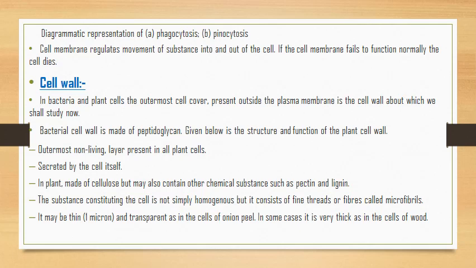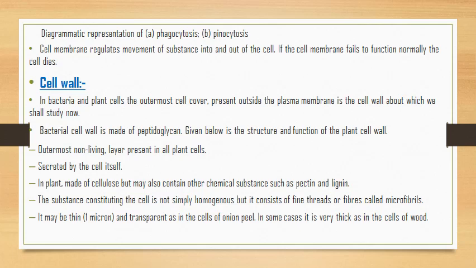So, cell membrane regulate movement of substance into and out of the cell. If the cell membrane fails to function normally, the cell dies. Next is cell wall. In bacteria and plant cell, the outermost cell cover present outside the plasma membrane is the cell wall, about which we shall study now. Bacterial cell wall is made up of peptidoglycan. Given below is the structure and function of the plant cell wall.